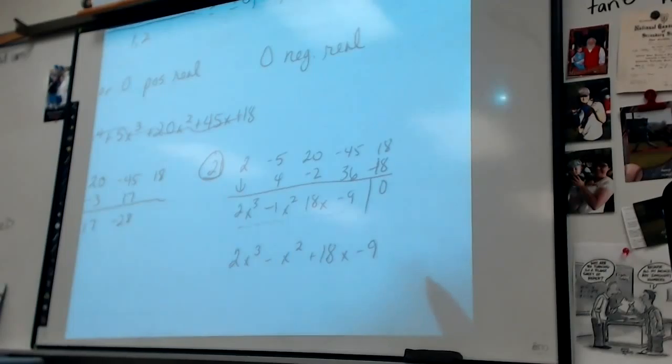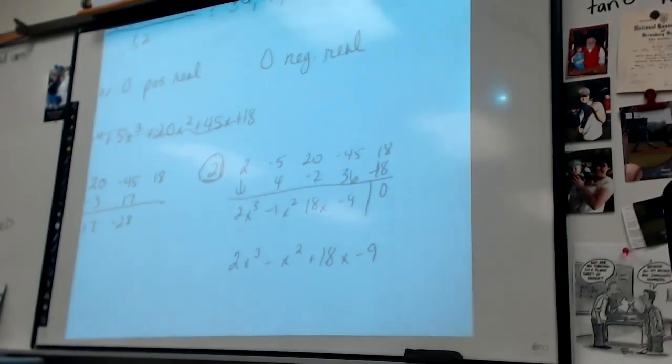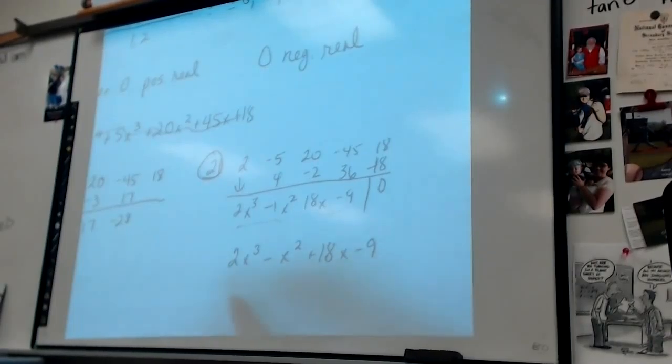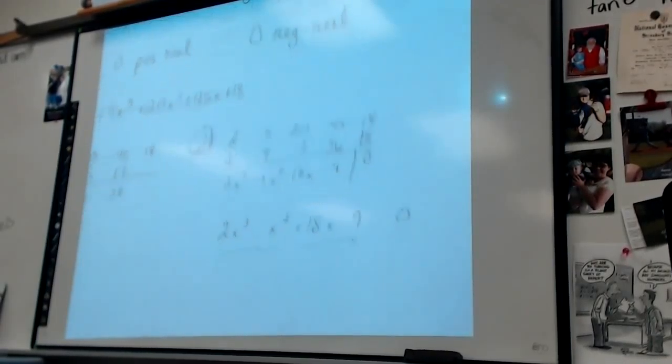Now, it's not a quadratic, so we can't use the quadratic formula. But since it's a cubic and we have 4 terms, we might be able to group rather than going back to synthetic division. So let's try grouping these 2 together and these 2 together. Of course, it'd be set equal to 0 if we're going to try to factor.